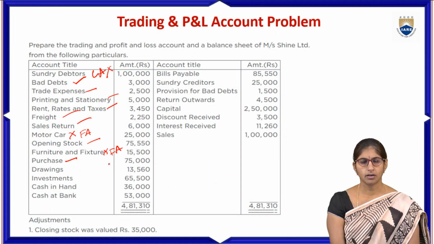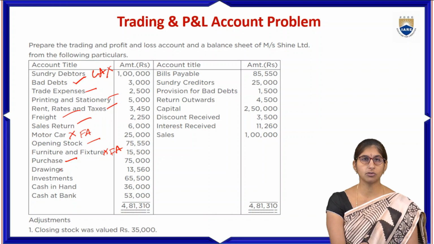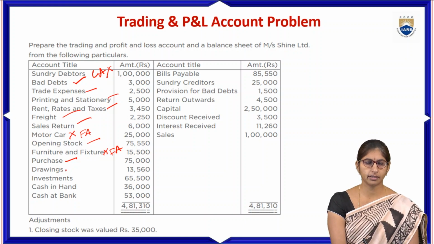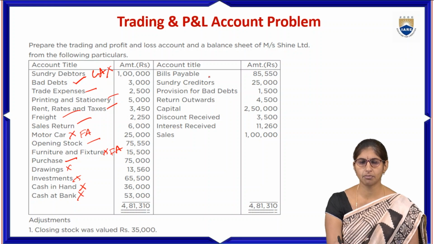Next, drawings. Drawings is supposed to be written in balance sheet, that has to be reduced from the capital, so we are not going to record here. Investments is also asset, so we are not going to record. Cash in hand is also a balance sheet asset, current asset, we are not going to write. Cash at bank is also current asset, we are not going to write. Now coming to bills payable. Bills payable is a liability, current liability, we are not going to write. Sundry creditors is also current liability, we should not write.